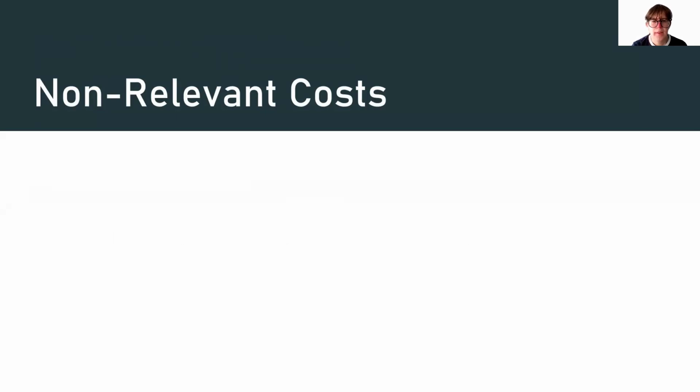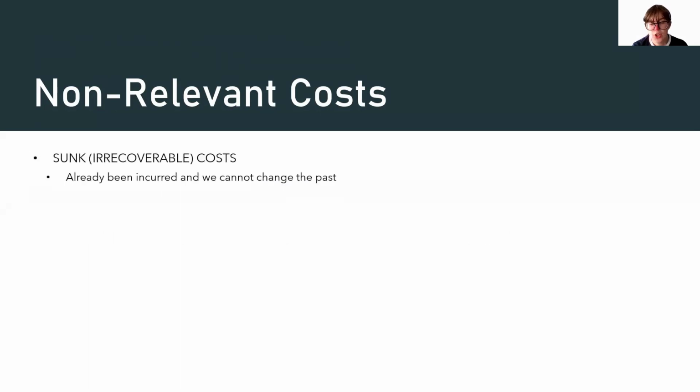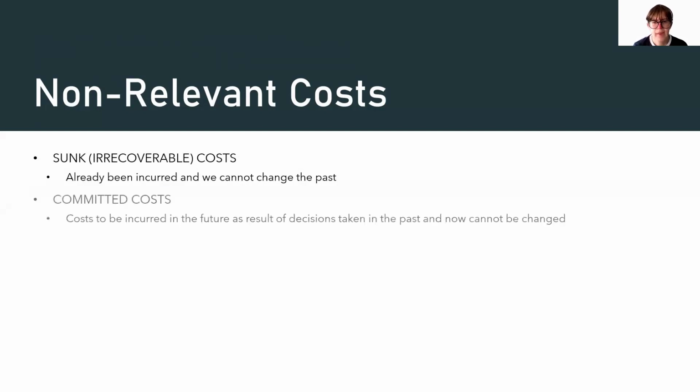Non-relevant costs then. There are a series of these which you need to be aware of. So the first one is known as sunk costs. So these are irrecoverable. They've already been incurred. We cannot change the past. It could be a committed cost. So these are costs which are going to be incurred in the future as a result of a past decision made. It cannot be changed.